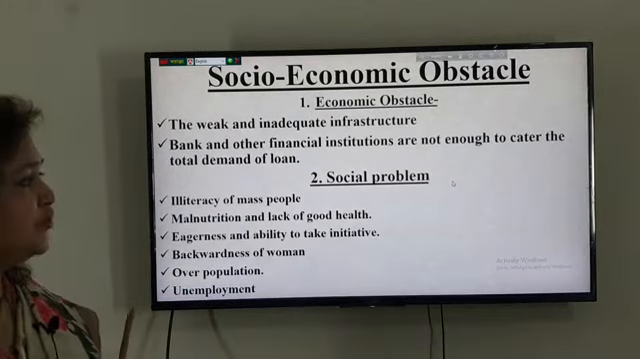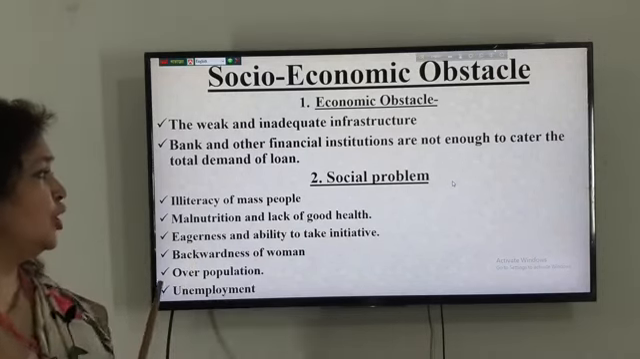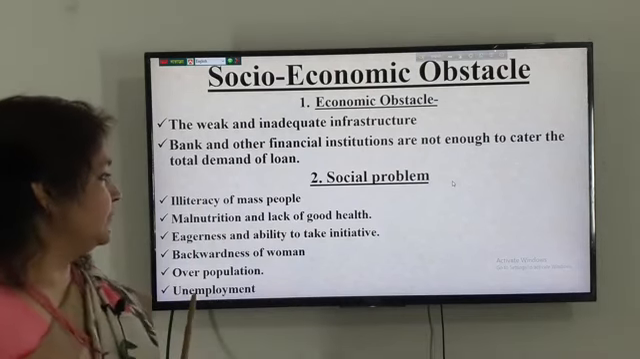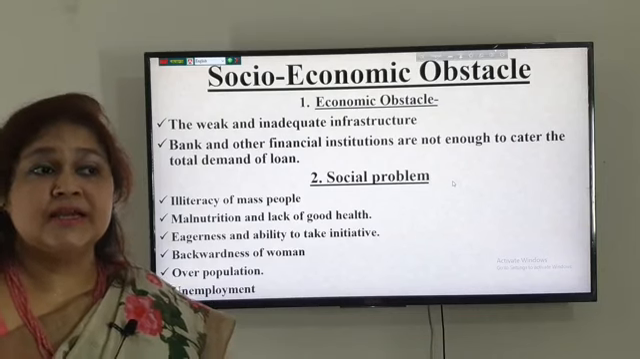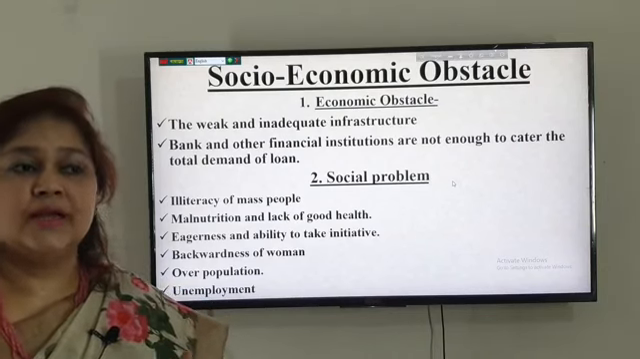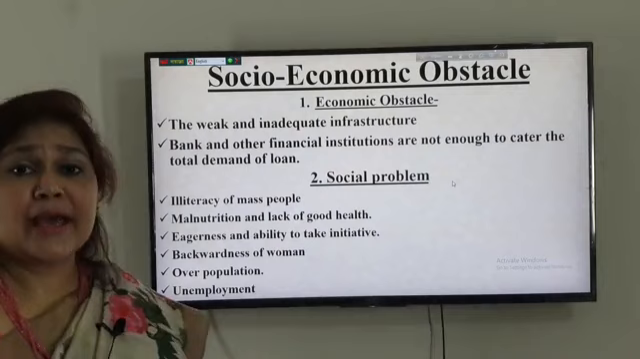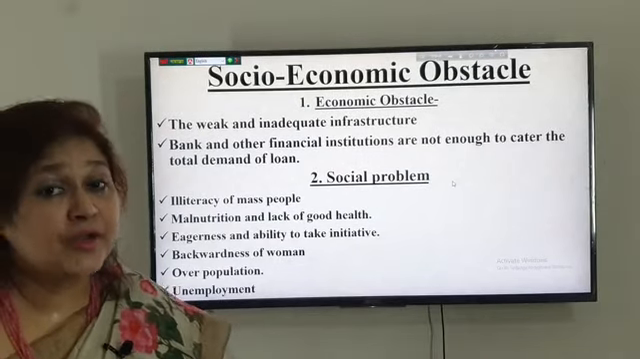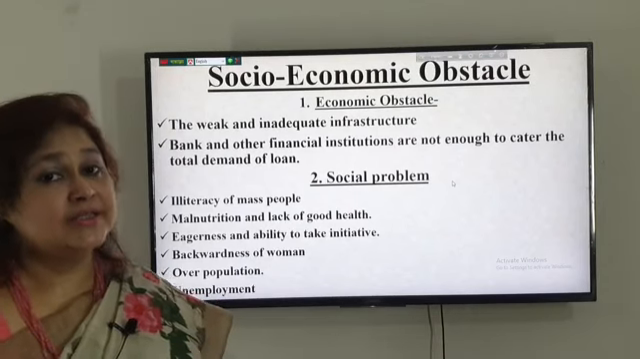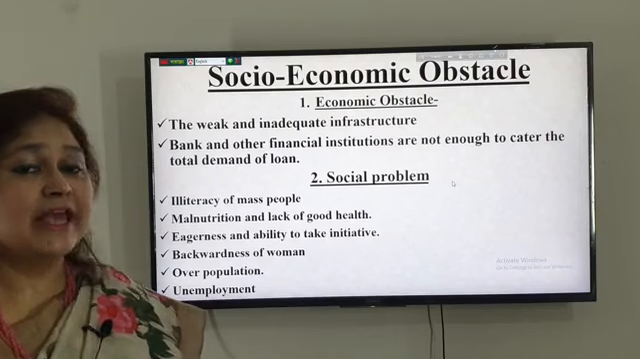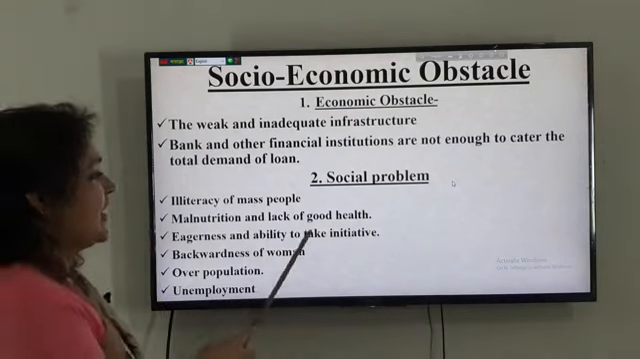Okay, and another one is social problems. Social problem, illiteracy of the mass of people. We know a major portion of our people are illiterate, and those who are literate or educated, their education is bookish and knowledge based, so they cannot apply their knowledge properly. So we need our students to acquire proper technical knowledge so that they can apply their knowledge in different sectors or fields.